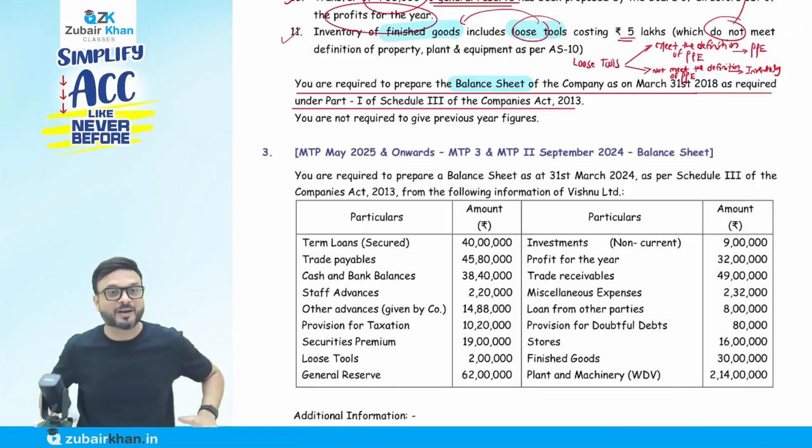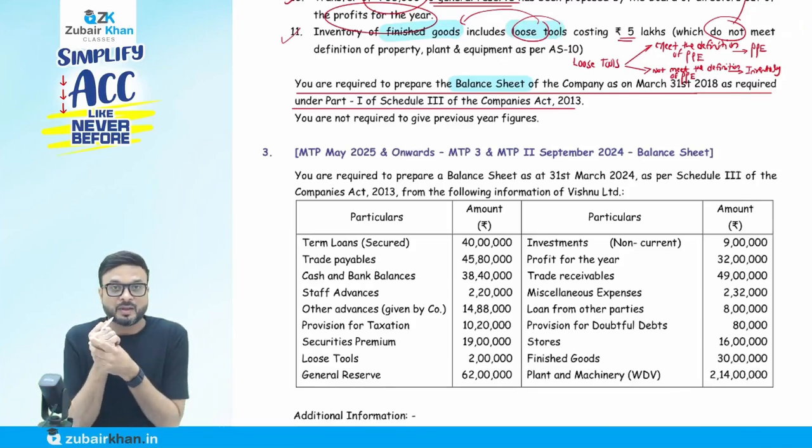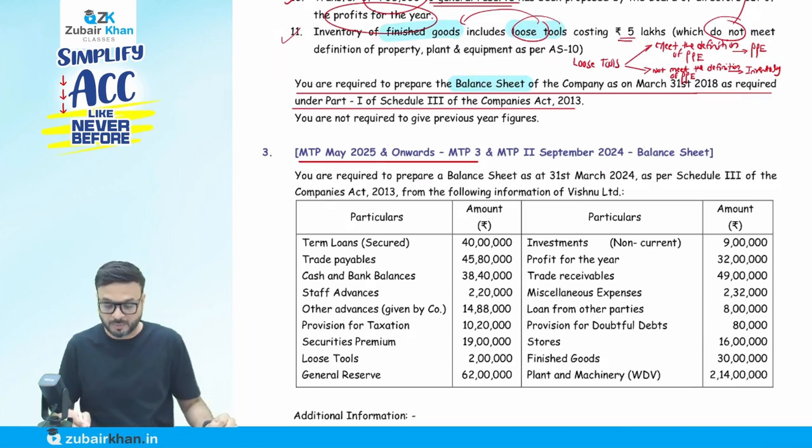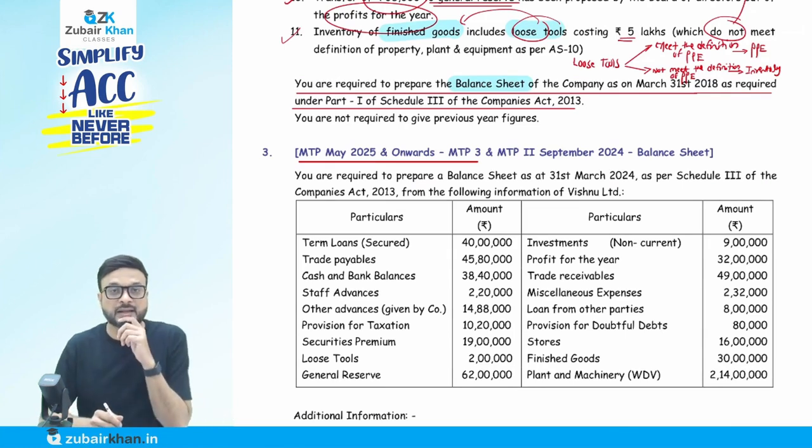Hello, all of you. Now come to question number 3. So it came in the mock test paper May 2025 and onwards. Mock test number was 3. So there are a total of 8 mock test papers issued by ICAI in May 2025 and onwards. But this is mock test paper number 3.